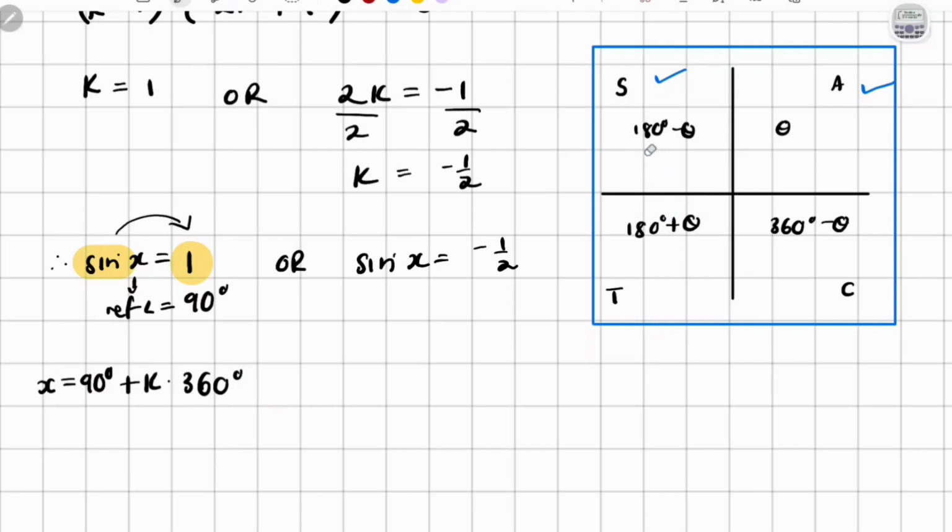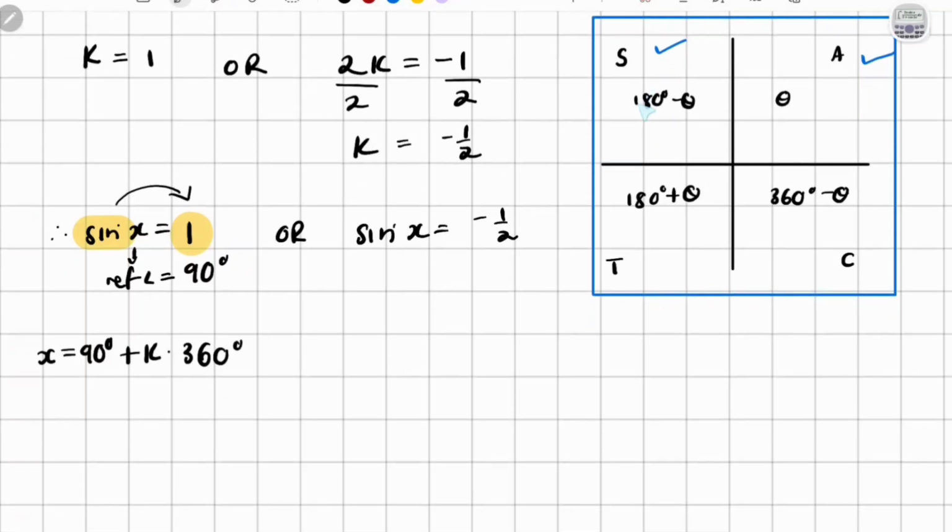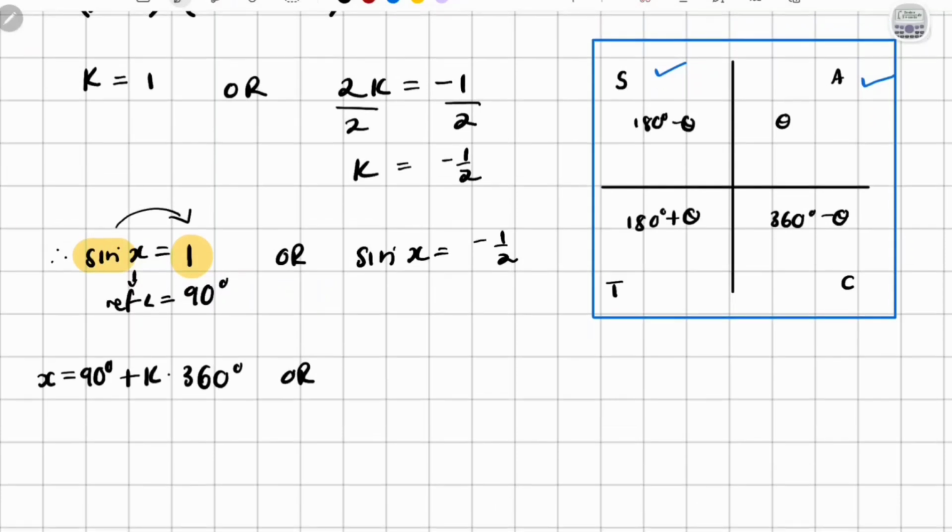If you wanted to, you could also find this other part, but this is the reason I wouldn't. If I said x is equal to 180 degrees minus 90 degrees, since it happens in these two quadrants, then 180 minus 90 is also 90. So you don't have to include that. For a number like 1 and negative 1, you don't really have to include two quadrants. It's going to be the same number at the end of the day. So that's the general solution where sine of x is equal to 1.